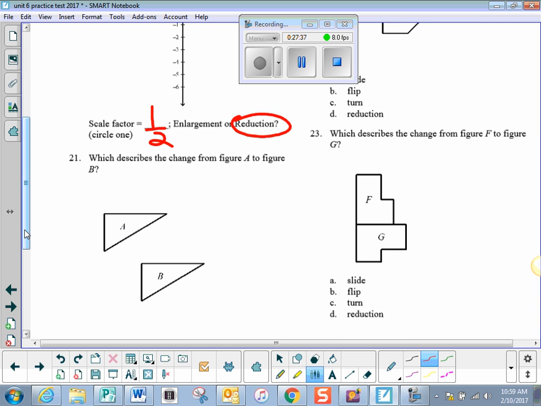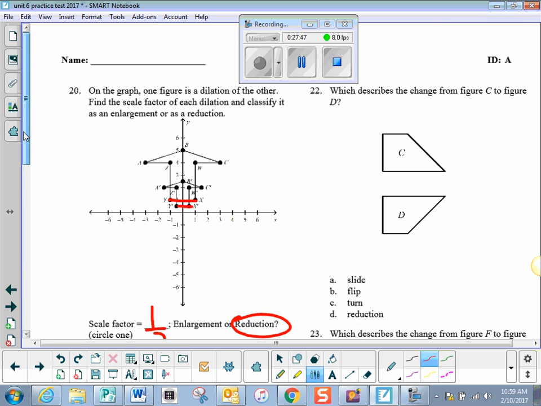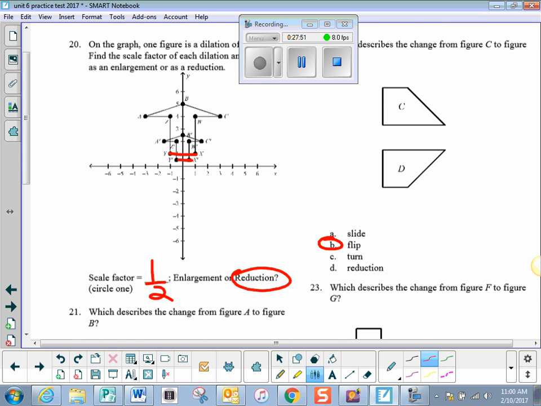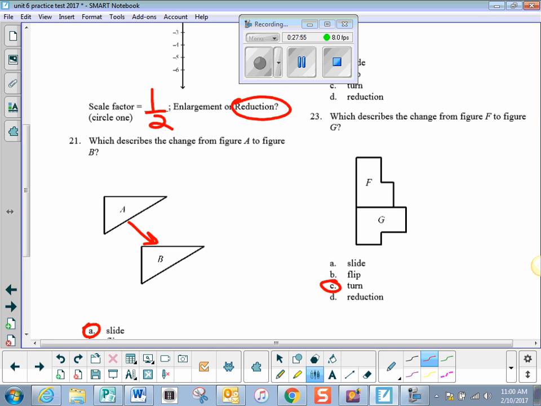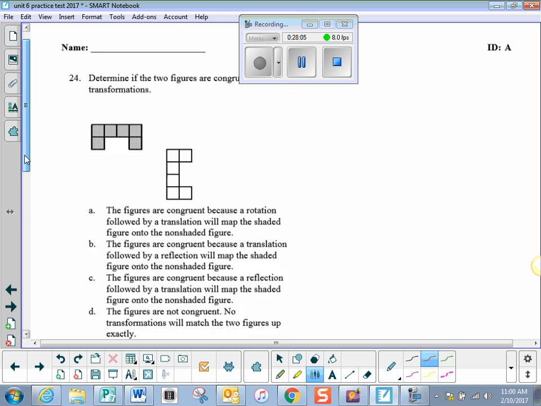Number 21. To get from here to here, what did I do? Slide to the left. Didn't even have to say that. These are the easiest problems on the test. Which describes this one? It's a flip, or reflection. The next one's a turn. Okay? What about this one? Are they congruent? Rotation followed by a translation.